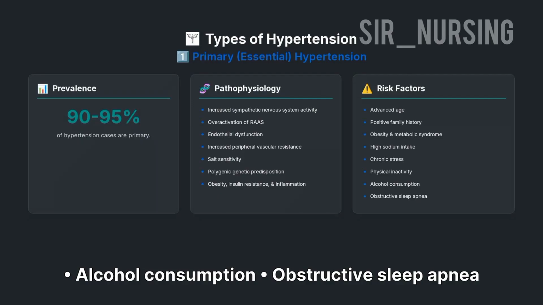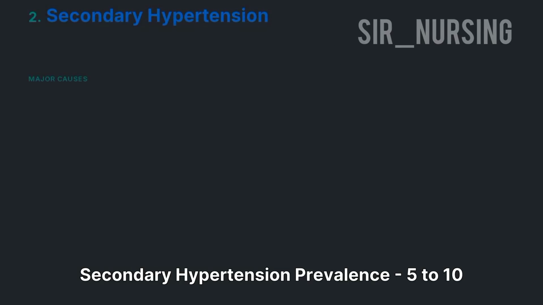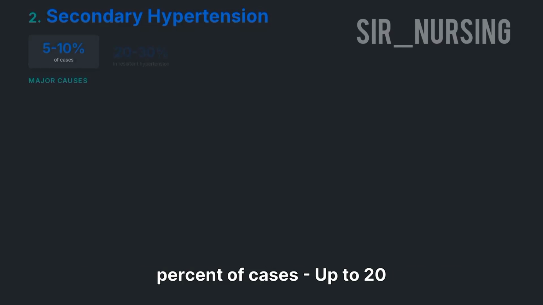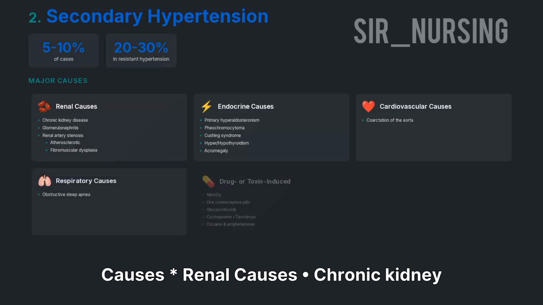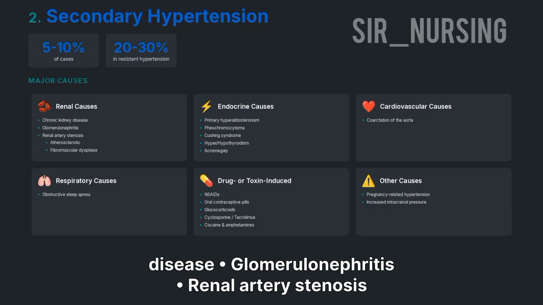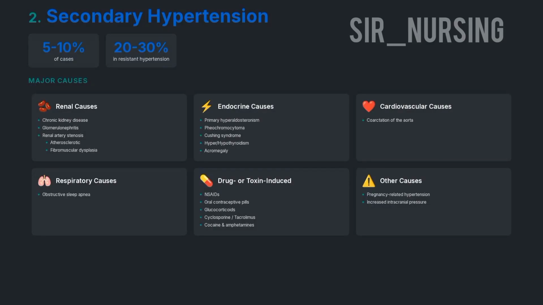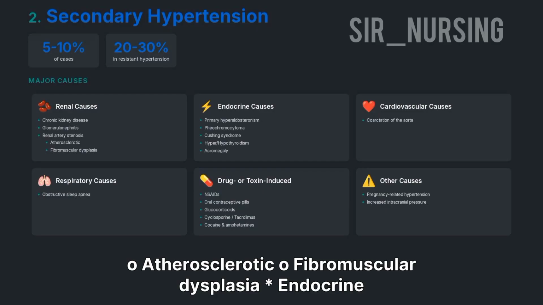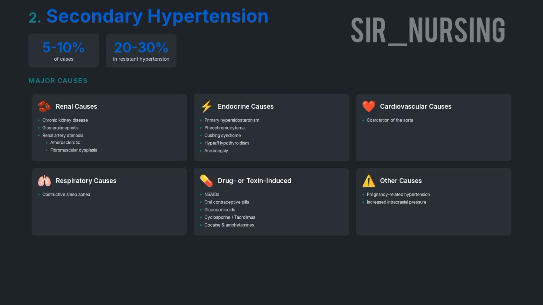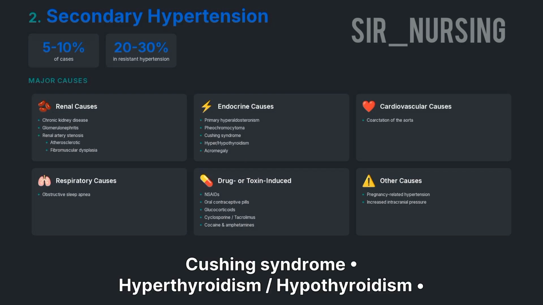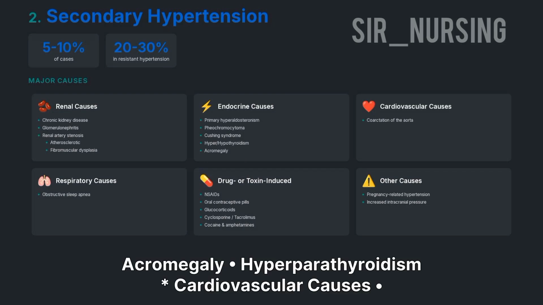obstructive sleep apnea. 2. Secondary hypertension prevalence, 5 to 10% of cases, up to 20 to 30% in resistant hypertension. Major causes: renal causes, chronic kidney disease, glomerulonephritis, renal artery stenosis, atherosclerotic, fibromuscular dysplasia. Endocrine causes: primary hyperaldosteronism, pheochromocytoma, Cushing's syndrome, hyperthyroidism, hypothyroidism, acromegaly, hyperparathyroidism.